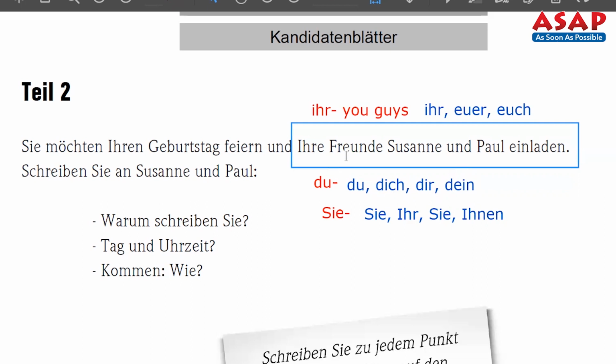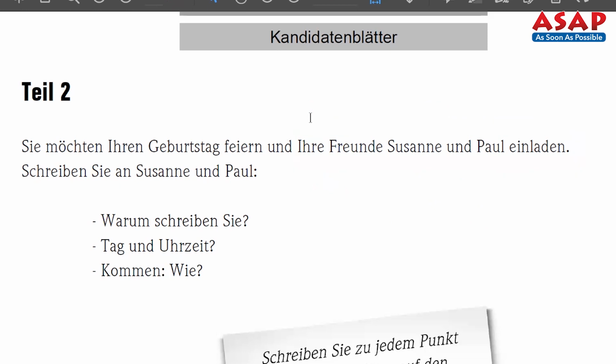Now here, as we understood that we are writing to our two friends Suzanne and Paul einladen, then we have to write it in ihr form. So that is the second thing you need to understand. First thing, what is the theme? Who is writing to whom? That is the first part to understand. Second is whether it is in du form, ihr form, or Sie form. Once you understand that, then check the points. Then comes the next part.